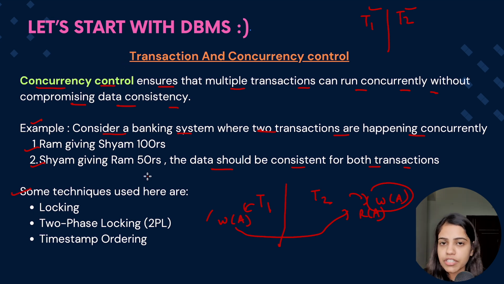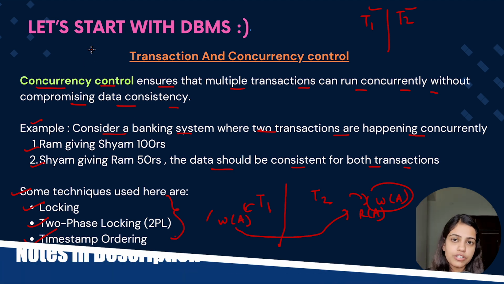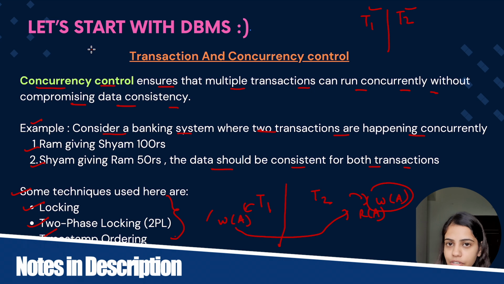So there are some techniques which are often used to manage concurrency control. First is locking, second is two-phase locking, and third is timestamp ordering. So we can use these techniques to manage the concurrency control in our database. So this was all about transactions and concurrency control in the database.